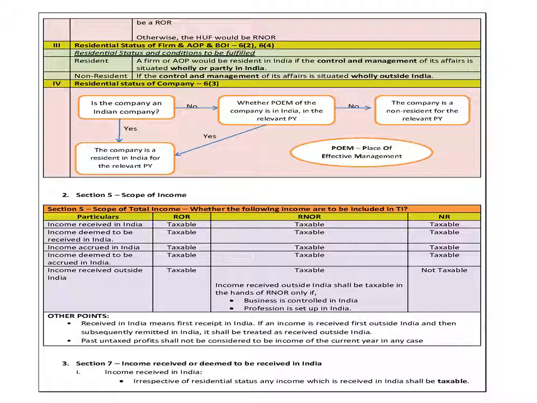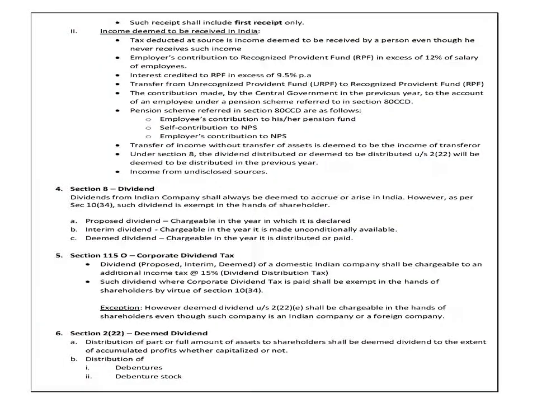Now, sections 7, 8 and 9 will not be asked in your question, because section 7 is income received in India. What all we saw here? We saw four things: income received in India, income deemed to be received in India, income accrued in India and income deemed to be accrued in India. So these four I have given to you in detail. These are the sections in your Income Tax Act. But actually this will not be tested for your exam purpose.